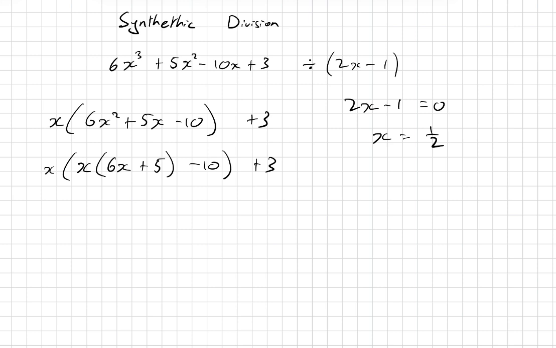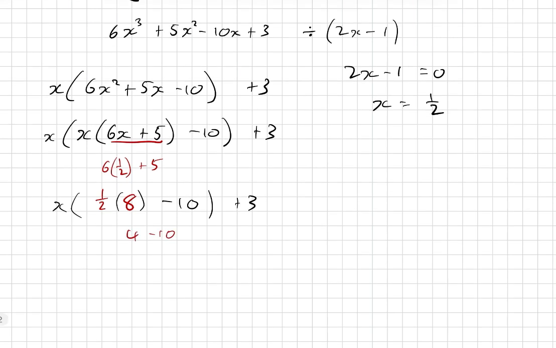So first of all, I'm going to substitute in this half here. So this is 6 times a half and plus 5. Well, 6 times a half is 3. 3 plus 5 is 8. So all of that in the bracket there is a value of 8. So there's the bracket, and I now have x times my 8 minus 10. So next I substitute in my half here. A half times 8 is 4. 4 minus 10 is minus 6. So this bracket now is a value of minus 6.